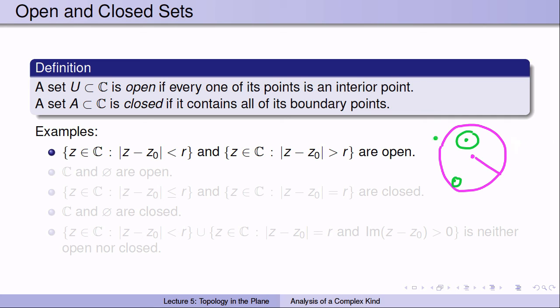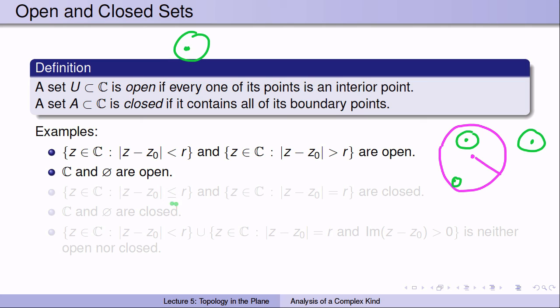Also, everything out here is open. All those points for which |z - c0| is bigger than r are also open, because for any point I can find a little disk around it that stays entirely outside of the disk of radius r. The whole plane is open. Every point is an interior point in the whole plane, because no matter where I put a point in the plane, I can find a disk around it that fits into the complex plane. So that's kind of trivial.